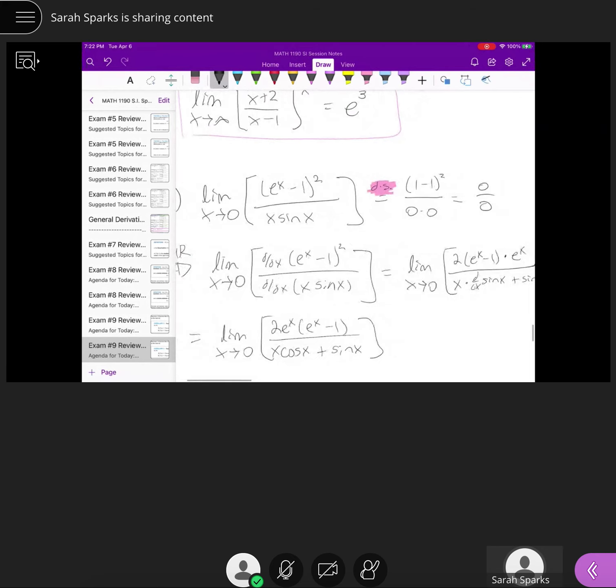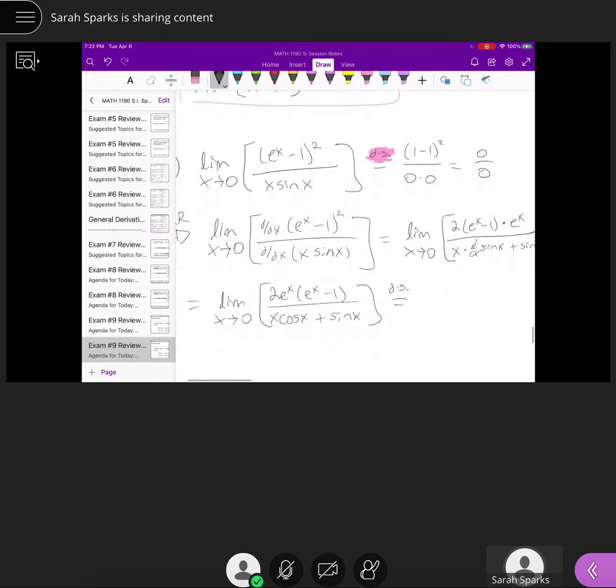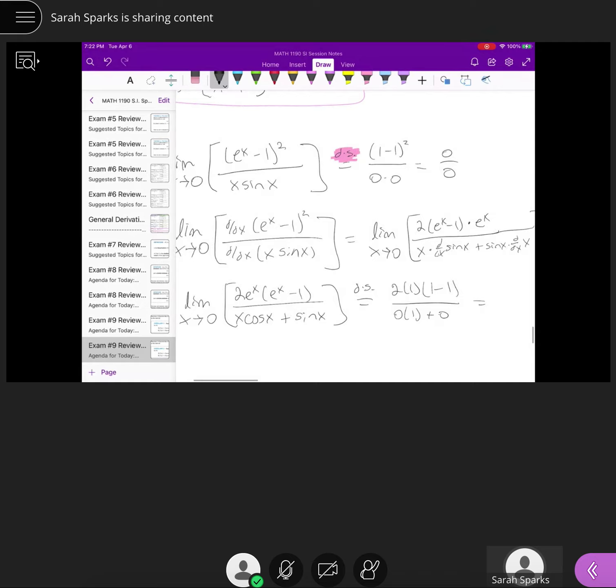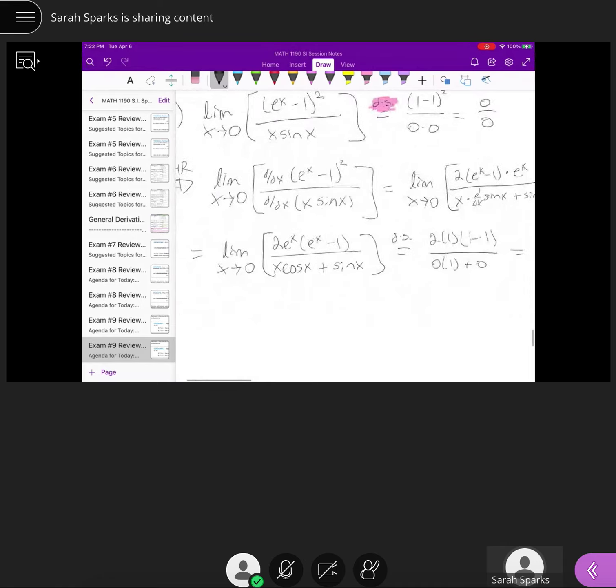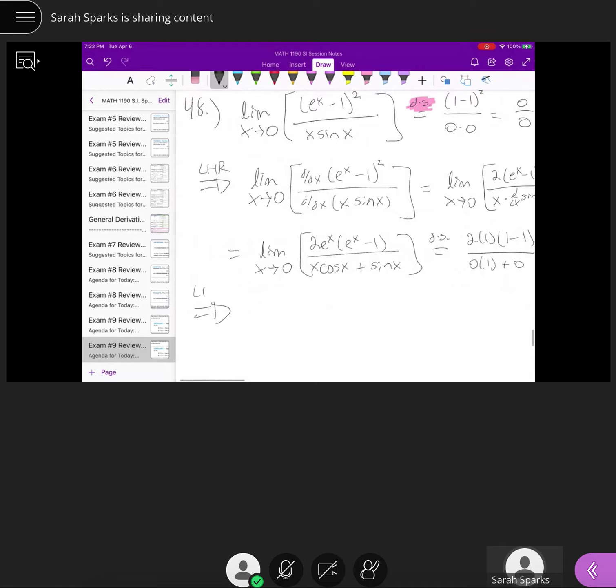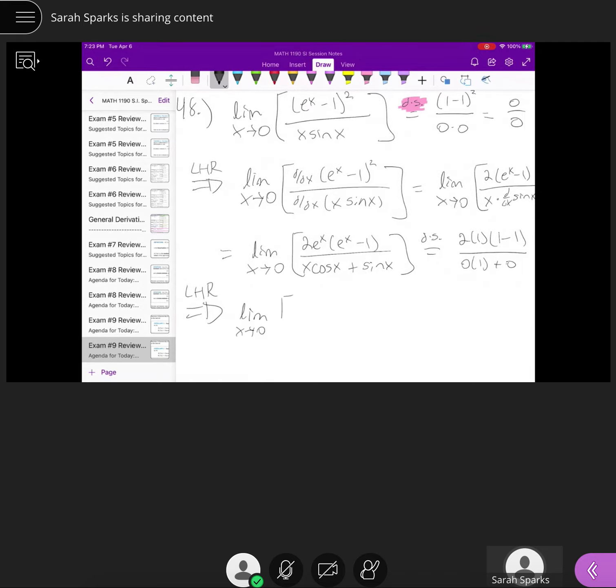We have a new limit, meaning we're going to have to use direct substitution and evaluate. So we have 2 times 1 minus 1 over 0 times 1 plus 0. So that would equal 0 over 0, meaning we've got to use L'Hopital's rule again. So we have L'Hopital's rule, and so we're going to find the derivative of the top and the bottom.